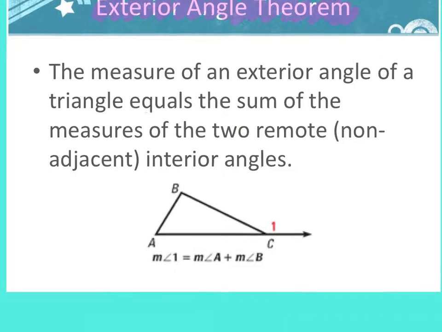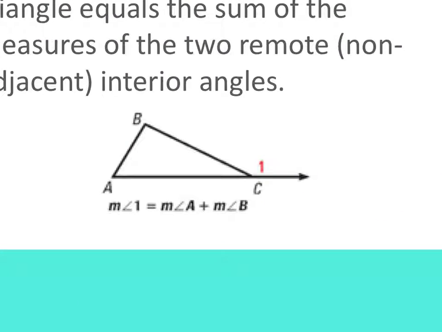So remote or non-adjacent, if you look at this diagram that's here, the angle that you're looking for the measure of is angle 1. Adjacent would be this angle in here, right? So non-adjacent or remote are B and A. And what this says is that angle 1 equals the sum of angle A and angle B. Think about why this is true.